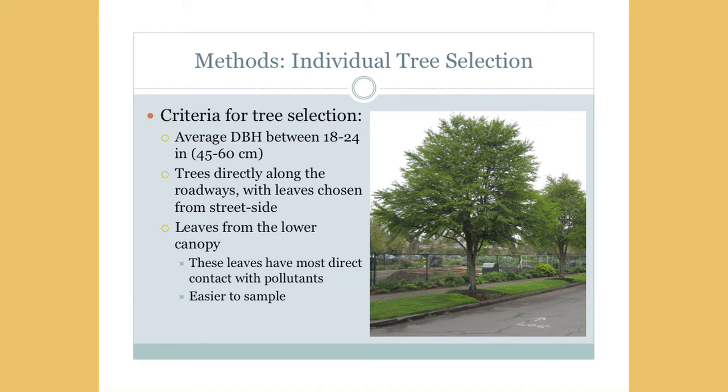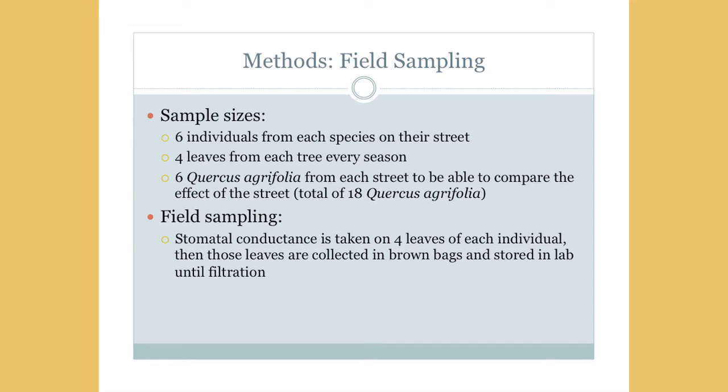When I'm going out and collecting leaves from my trees, I'm looking for trees with an average diameter at breast height of 45 to 60 centimeters. I'm also looking for leaves on the side that's closest to the road, because that's where the pollution is closest. And then leaves from the lower canopy, because they have the most direct contact with particulates, and it's also easier for me to sample rather than climbing the trees, which I have had to do. I'm choosing 6 individuals from each of those 5 species, taking 4 leaves off each individual. For Quercus agrifolia, I have 6 individuals on each of those streets, because it's my control, so that's 18 total Quercus agrifolia.